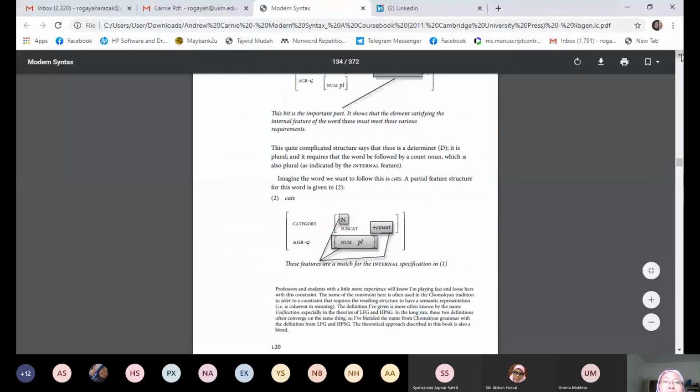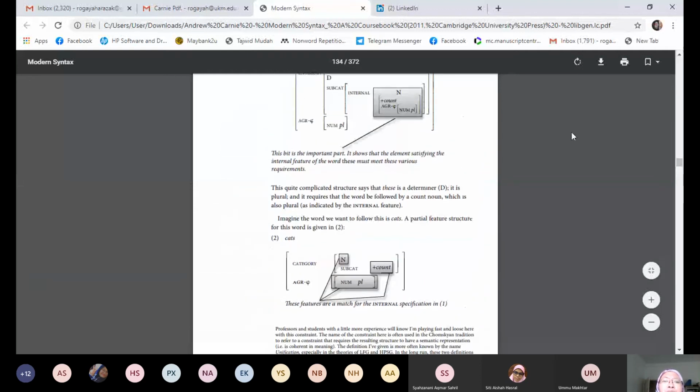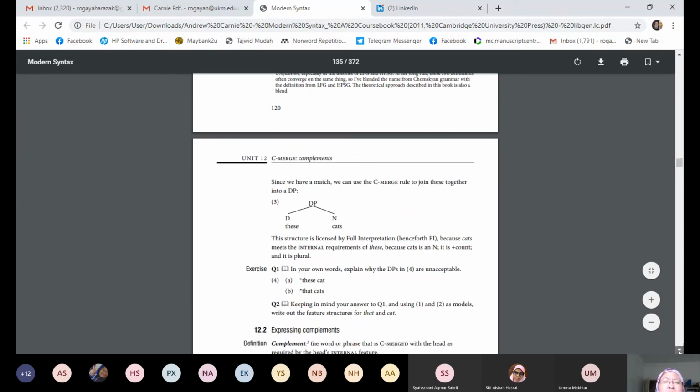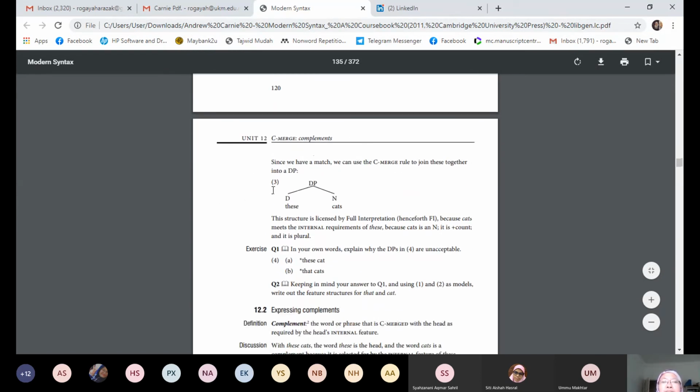What does it match? It matches a noun. Yes, there is the noun category, plus count. So it is matching. The agreement is number and plural. Agreement, number and plural. Exact match. So it can merge. And that's why we have 3, where we merge them.